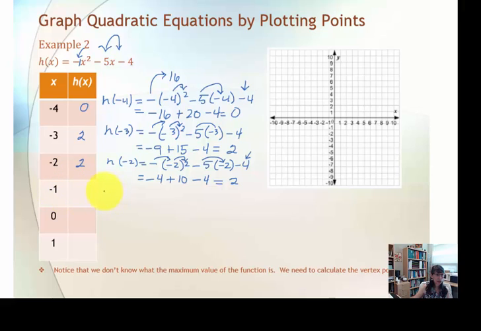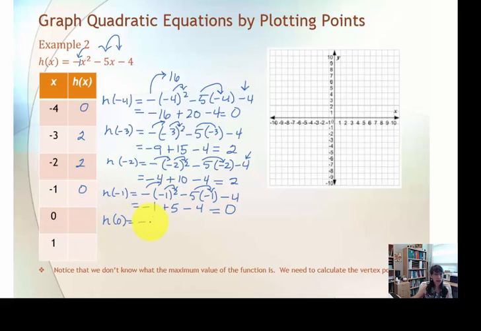Now we'll substitute -1. So we have a negative times the quantity of -1 squared minus 5 times -1 minus 4. Simplifying first with squaring, -1 squared would be 1, multiplied by a negative gives us -1. Minus 5 times -1 would be plus 5, and minus 4 at the end. -1 plus 5 gives us 4. 4 minus 4 is 0. (-1, 0) is another ordered pair.